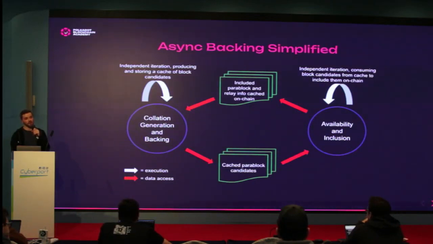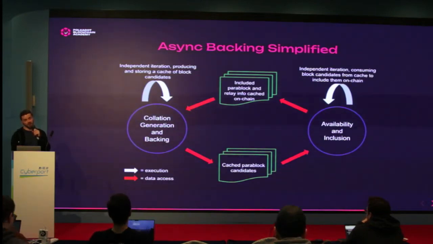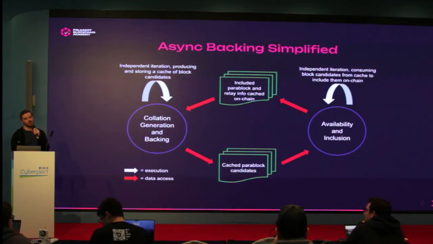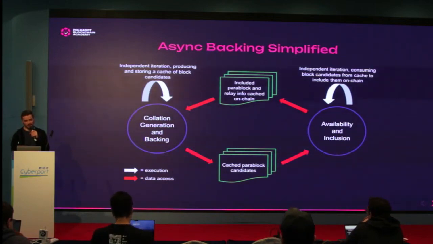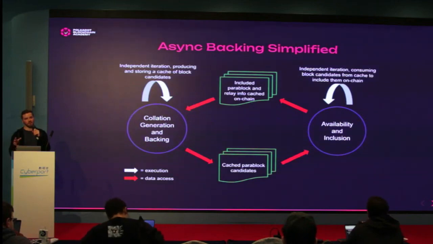That would be the unincluded segments on parachains, which if I were to include them in this diagram, it would be as an additional green data element next to the top green element. Those included parablock and relay info that are cached on-chain. There's additional information in the unincluded segments that are on parachains within their runtimes. So that's how we have additional data structures that we've created that allow us to decouple these two processes.